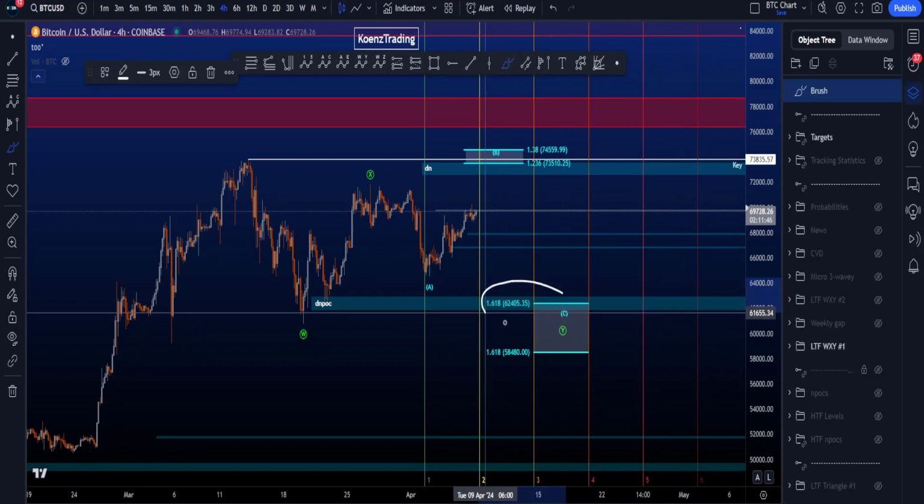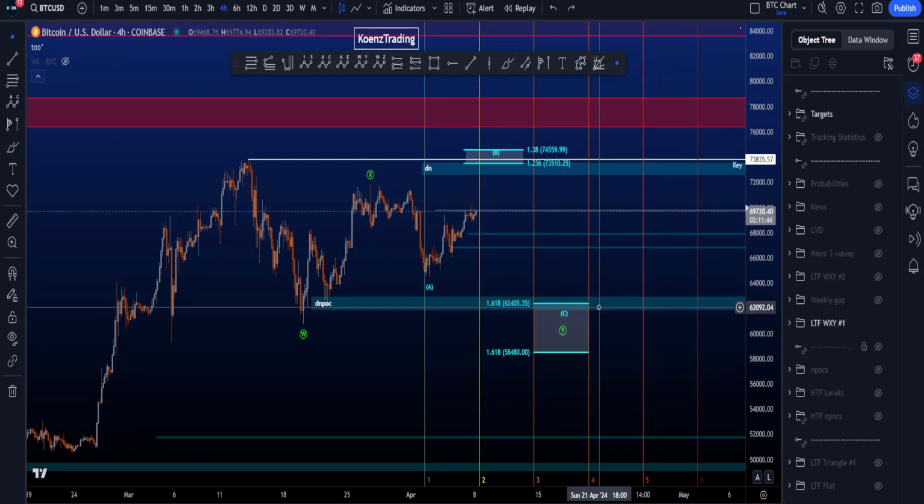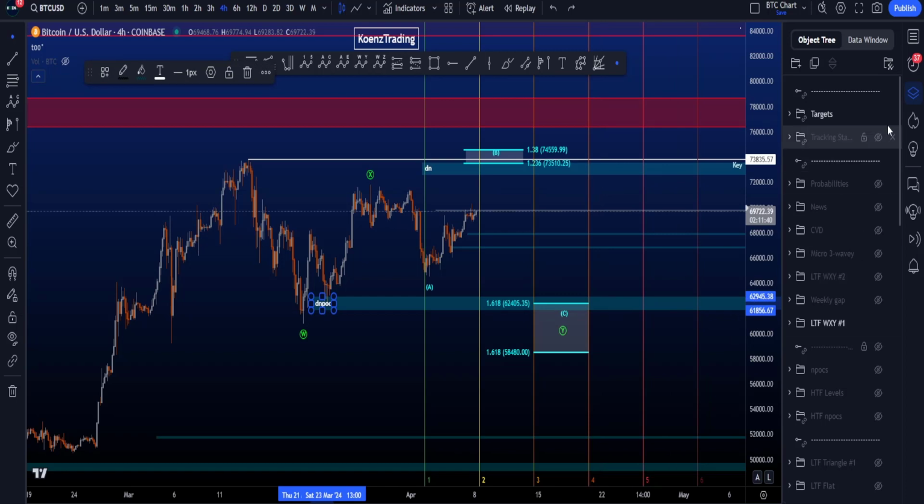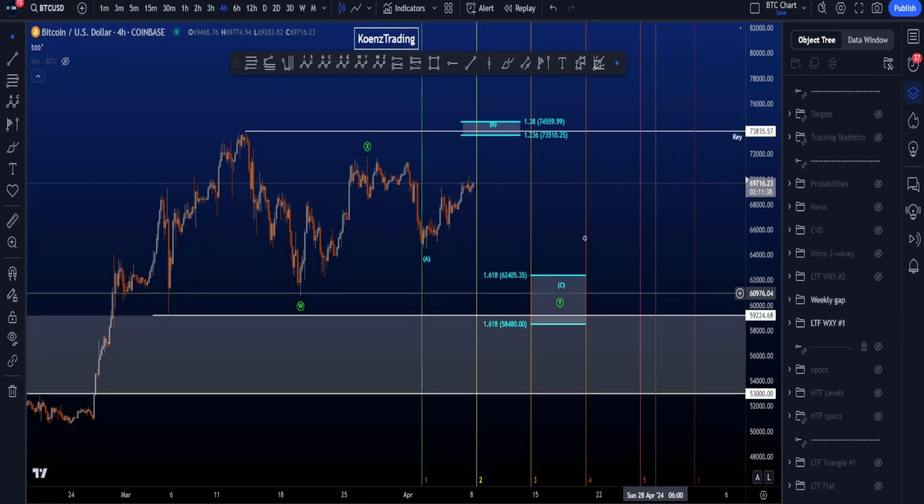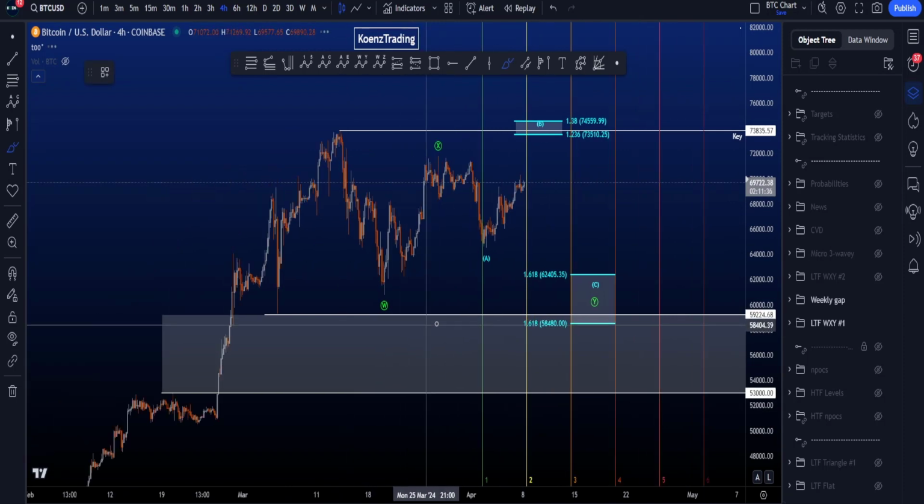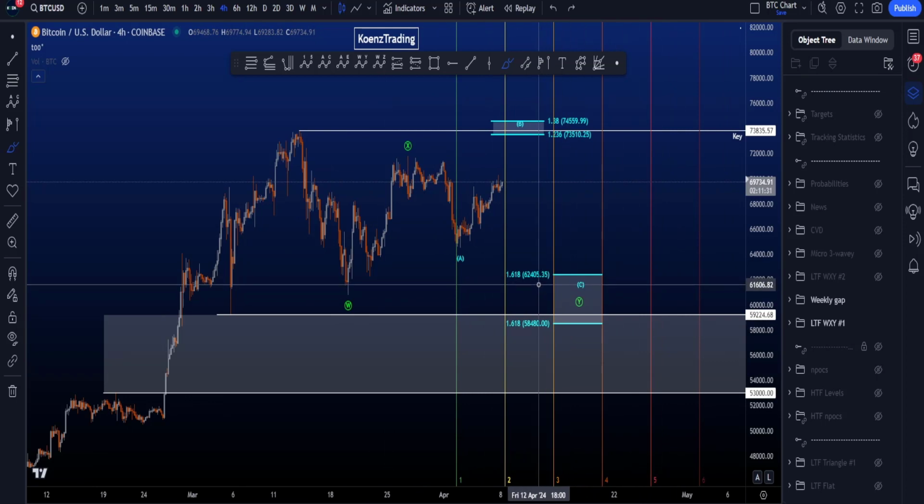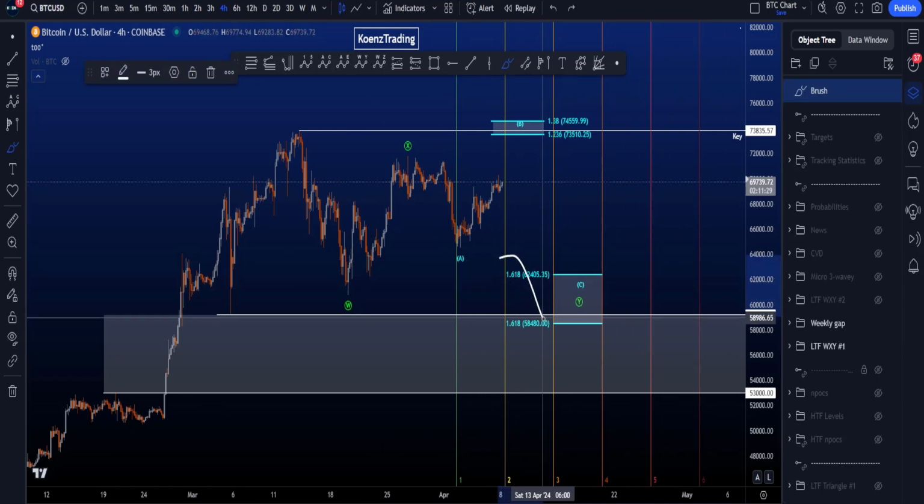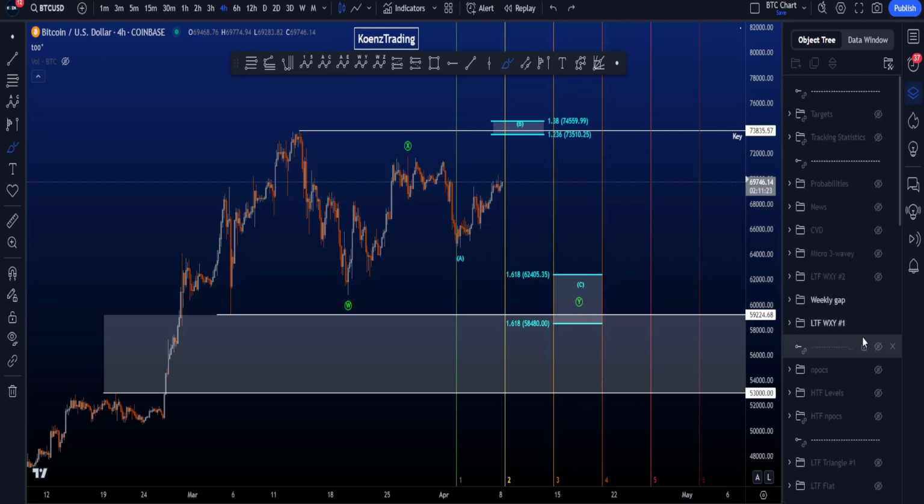First of all, we have the blue support area over here, additional support between 61.8k and 63k. Secondly, we also have a weekly gap over here, and this is the high of the gap at 59.2k. And you would expect, if price hits this gap for the first time, to see some support and price then moving away from the support area back towards the upside.